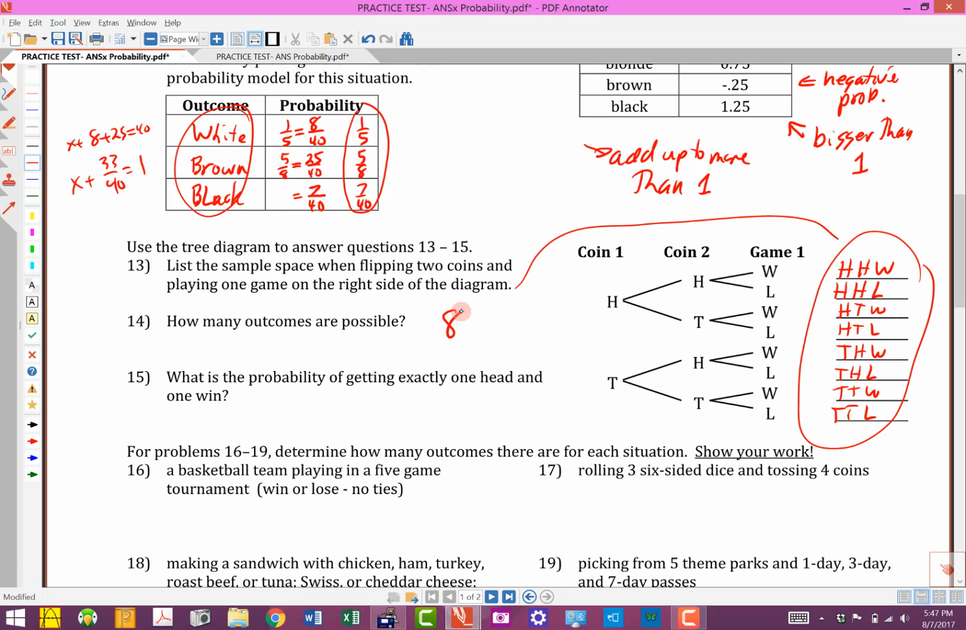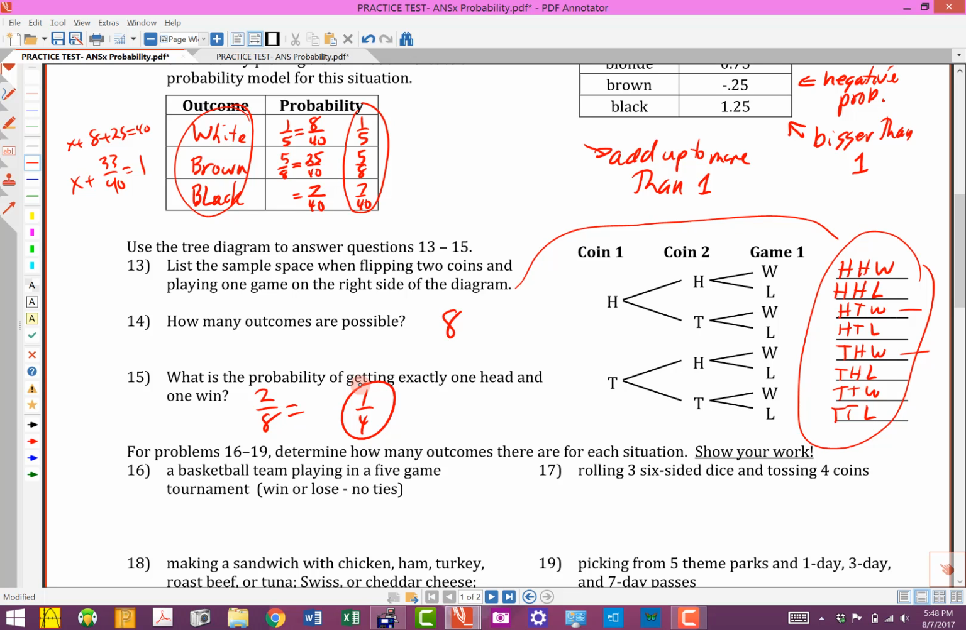And what is the probability of getting exactly 1 head and 1 win? Exactly 1 head and 1 win. Well, let's see. There are 2 heads and a win. That doesn't count, and that's a loss. 1 head and 1 win, so we've got that one taken care of. No win here. There's 1 head and 1 win. And there's nothing else with 1 head and 1 win. So the only ones that would work here are this one and this one. Those are the only 2 with a head and a win. So that's going to be 2 out of 8. So that's going to be 1/4. 1/4 would be our probability there.